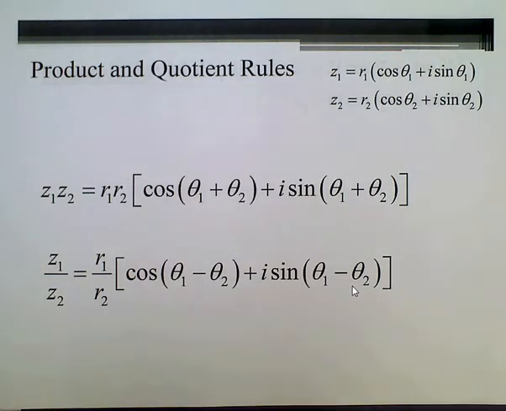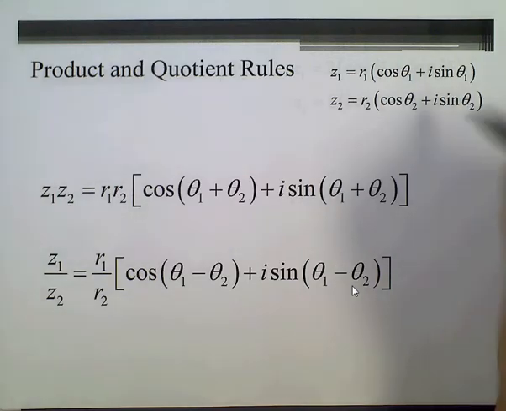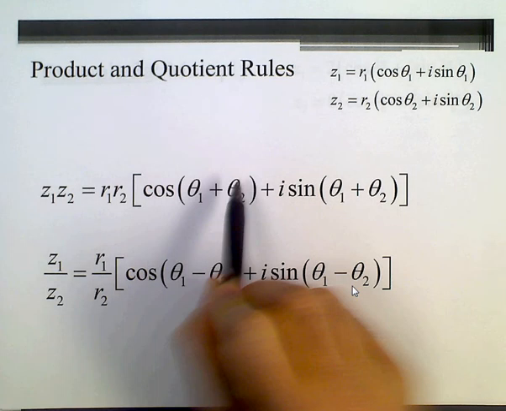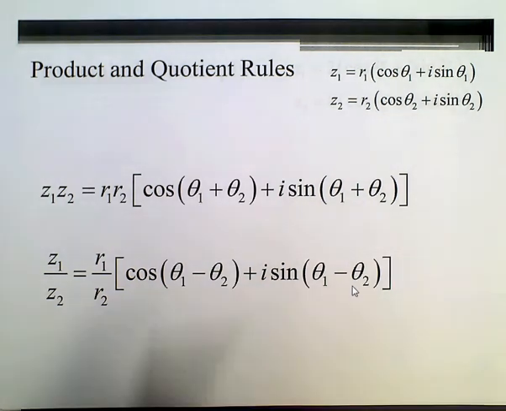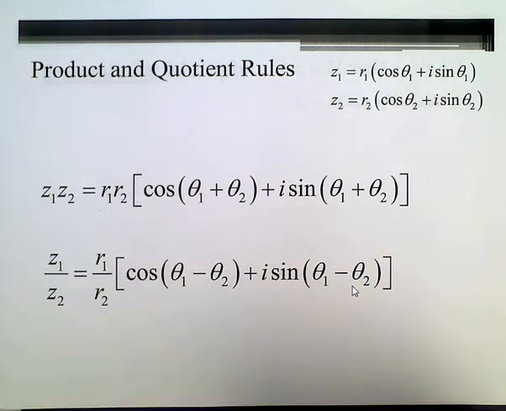Now that we know how to convert freely between the different forms of complex numbers, trigonometric form and standard form, we need to talk about how to multiply and divide numbers that are in this trigonometric form. So you've got a couple of rules. One rule for finding a product, one rule for finding a quotient.